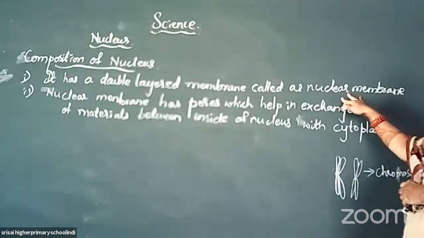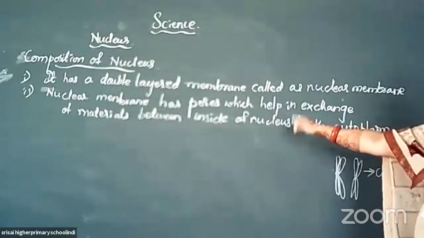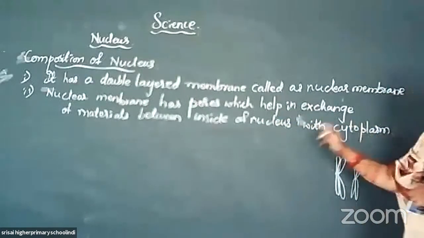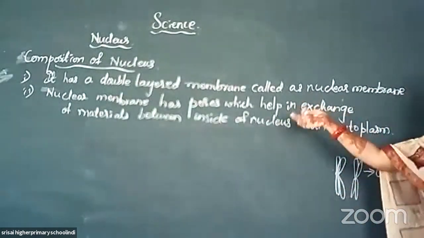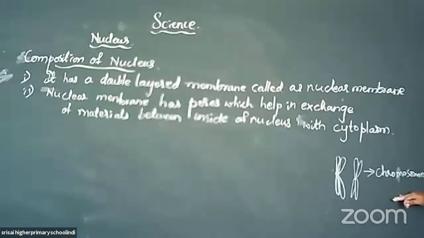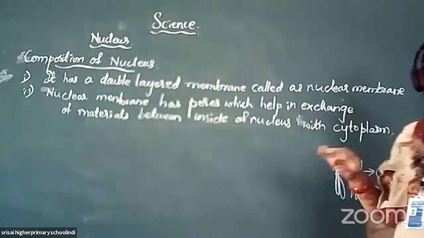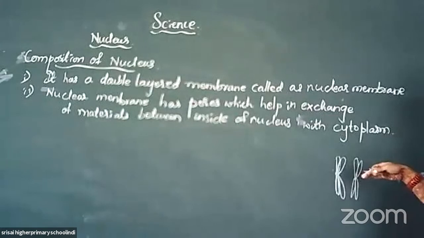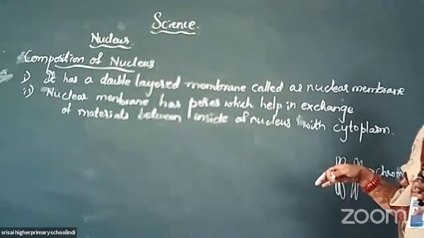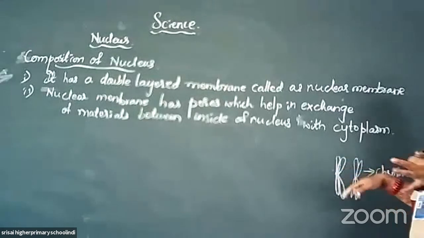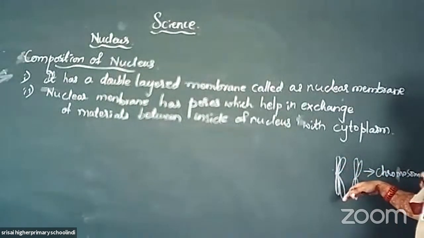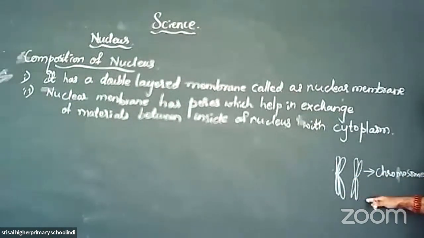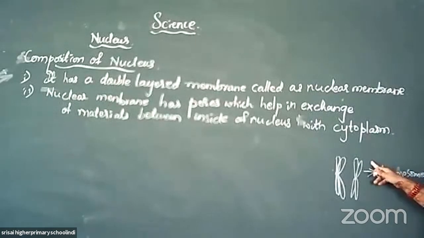So the first thing is the nuclear membrane, and apart from the nuclear membrane, there are some pores in the nuclear membrane which exchange materials between the cytoplasm and the nucleus. And the third thing that is present in the nucleus is chromosome. These will not be visible always. They will be there in another shape and form, called chromatin material or chromatid material. But whenever the cell is supposed to divide, these chromosomes will be visible in the nucleus.